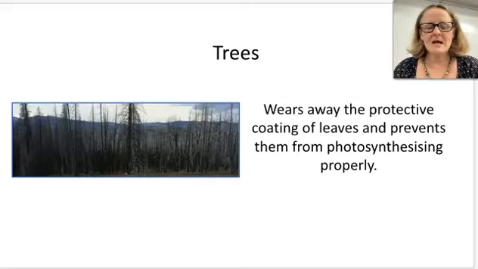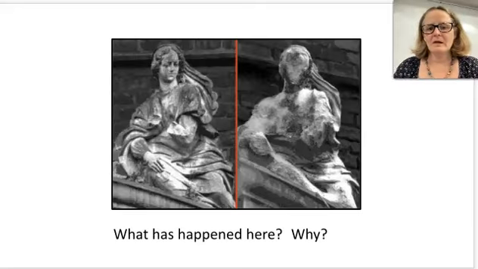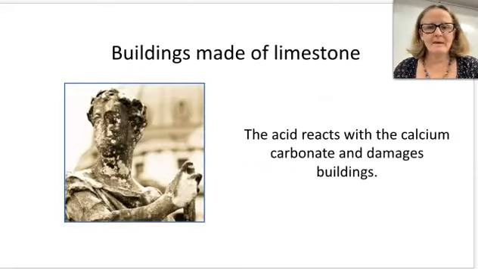So here are the trees. Not only do they struggle because they can't get nutrients from the soil, the leaves get damaged by the acid, and this prevents them from doing photosynthesis. Without photosynthesis, they can't grow very well. In our cities, we can also damage our buildings. We've got a marble statue here that has been corroded away by the acid rain. Here is another statue, but of course buildings are made of limestone too, so the calcium carbonate reacts with the acid and it disappears and rots away.